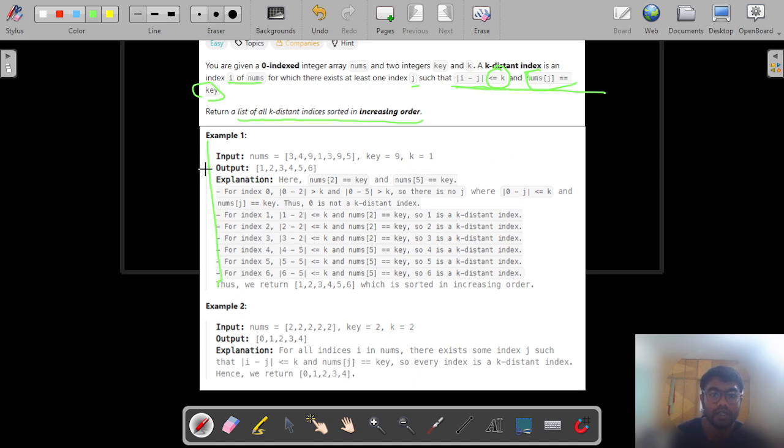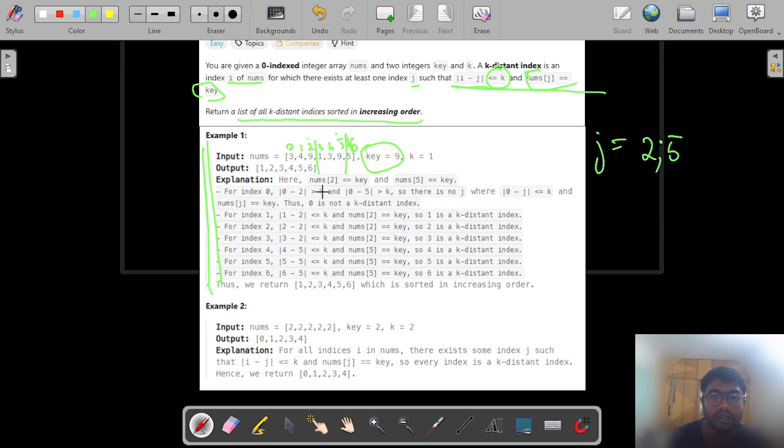Okay, so this is a detailed example. I think this will help us understand this problem much better, right? So let's say we are given this nums and we are asked to find the index j with the help of this key, right? If I mark this 1, 2, 3, 4, 5, 6, j can be 2 and 5, right? So j is seen at index 2 and 5 with the key 9.